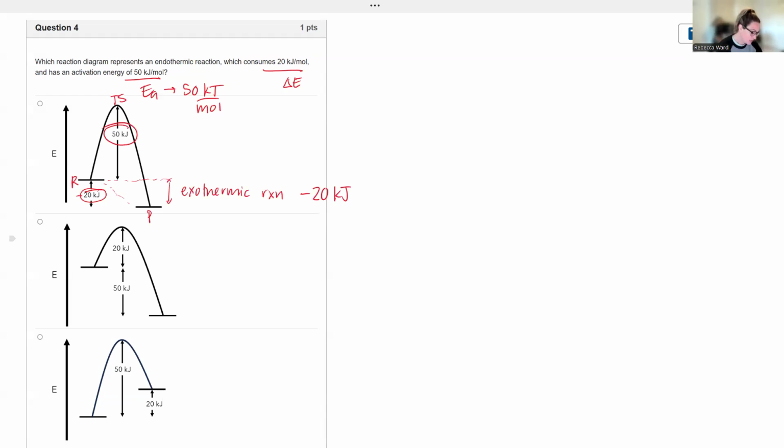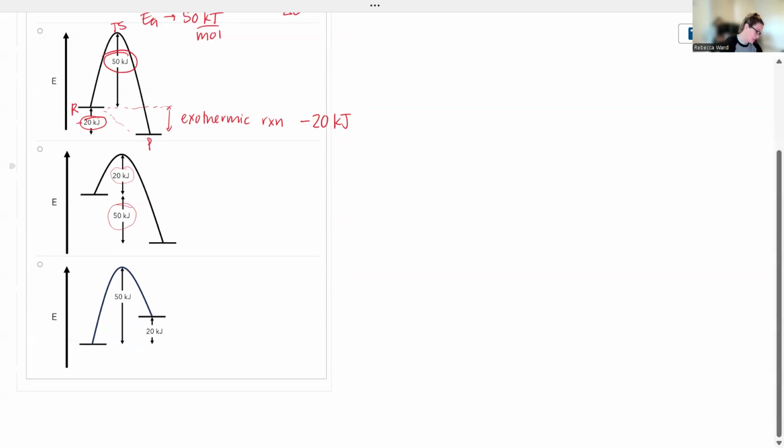All right, the next one here, the EA is actually that 20 kilojoules, and we have an exothermic reaction of 50 kilojoules, so neither of these numbers is correctly labeled, which means that it must be this last option here. All right, so reactants, products, there's our transition state, that's 50 kilojoules above the reactants. That's going to determine how fast this goes, right?